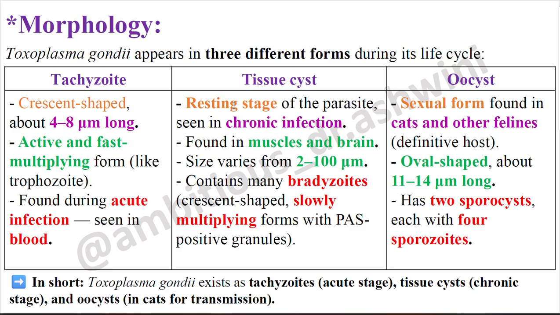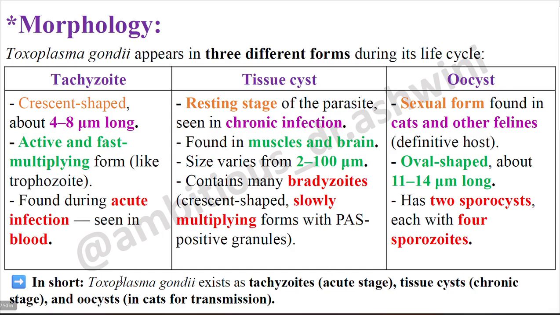Now tissue cyst, it is resting stage of the parasite, seen in chronic infection, found in muscles and brain. Size varies from 2 to 100 micrometer, contains many bradyzoids, crescent shape, slowly multiplying forms with PAS positive granules. Next, oocyst, the sexual form found in cats and other felines, definitive host, oval shaped, about 11 to 14 micrometer length, has two sporocysts, each with 4 sporozoites.